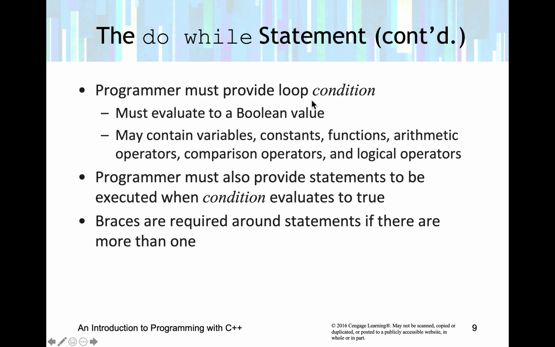So the programmer must provide a loop condition that evaluates to a Boolean value, so it has to evaluate to true or false. And that condition, just like everything else, can contain variables, constants, functions, arithmetic operations, comparison operators, and logical operators. A programmer must also provide statements to be executed when the condition evaluates to true. So inside the do while, you just need to have some statements. And braces are required around statements if there is more than one.